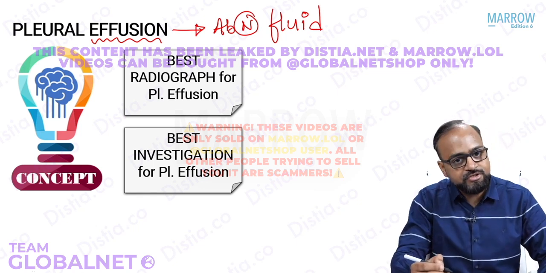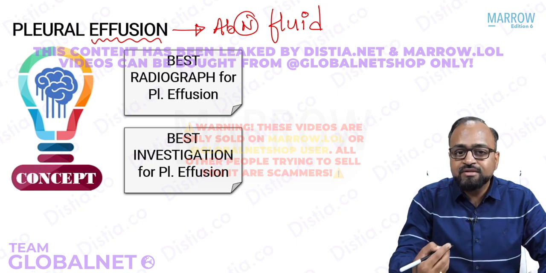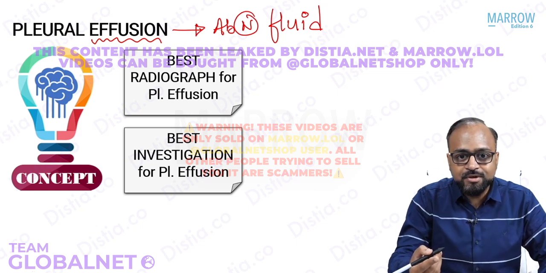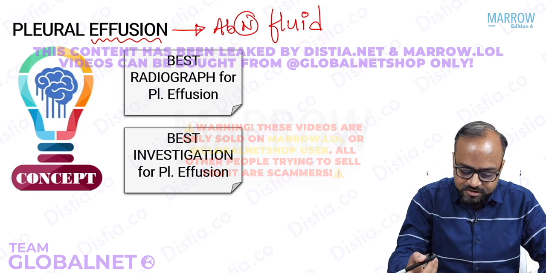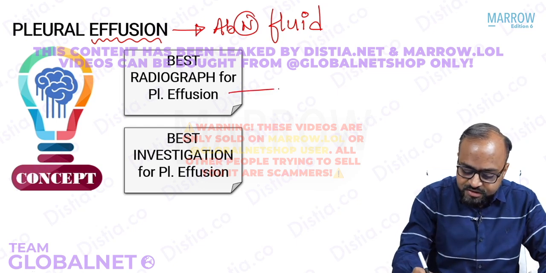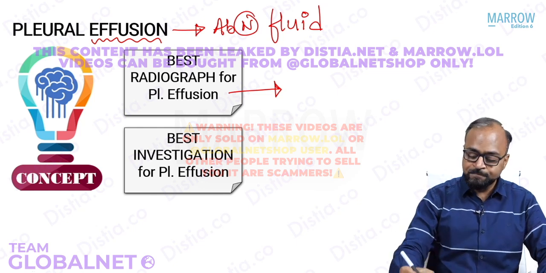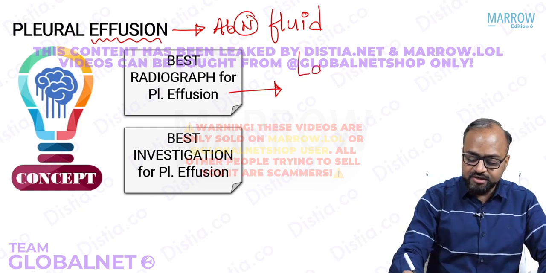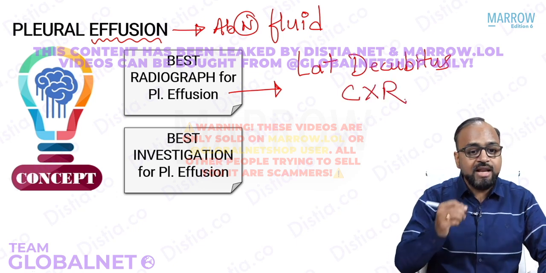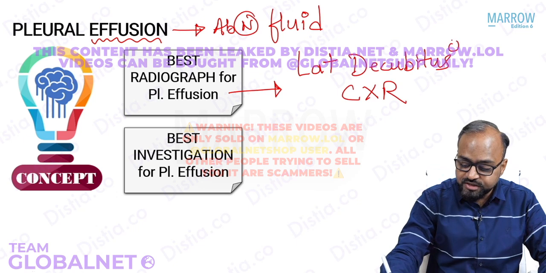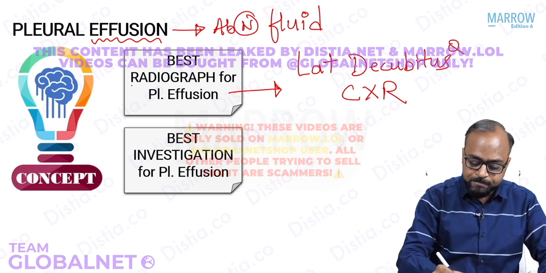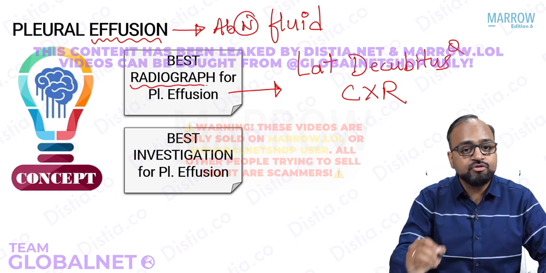Now let us get some concepts cleared right away. This is something that we have discussed in the basic chest X-ray interpretation video, isn't it? This is just like revision. What is the best radiograph or X-ray for detection of pleural effusion? We have discussed it there. It is a lateral decubitus chest X-ray. So a lateral decubitus chest radiograph is the best radiograph for detection of pleural effusion.